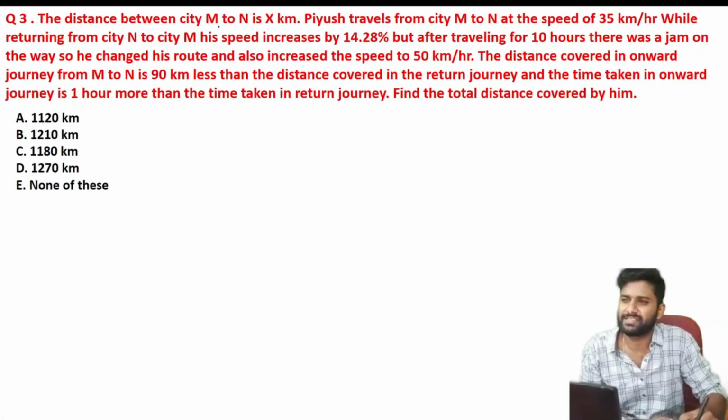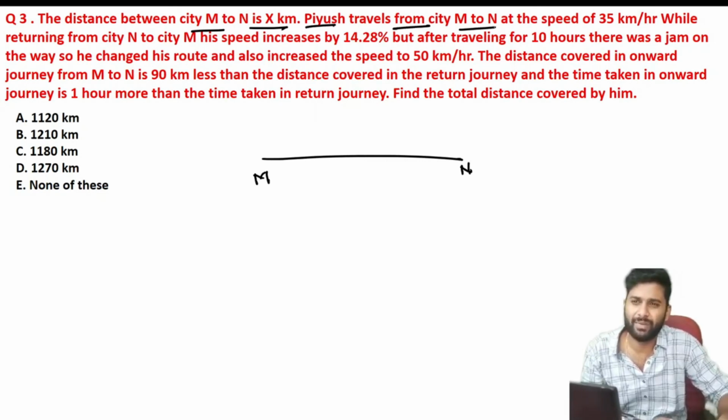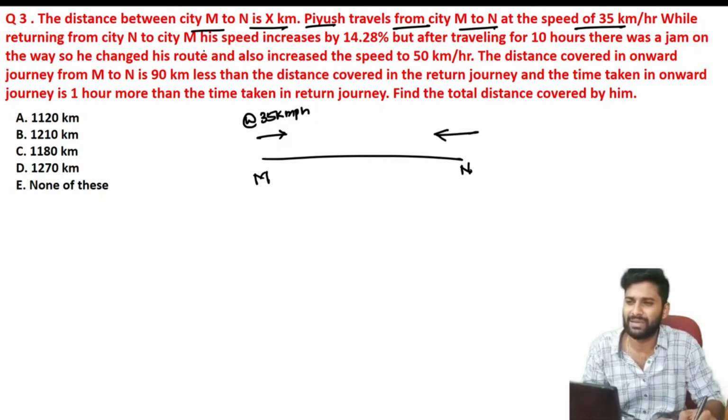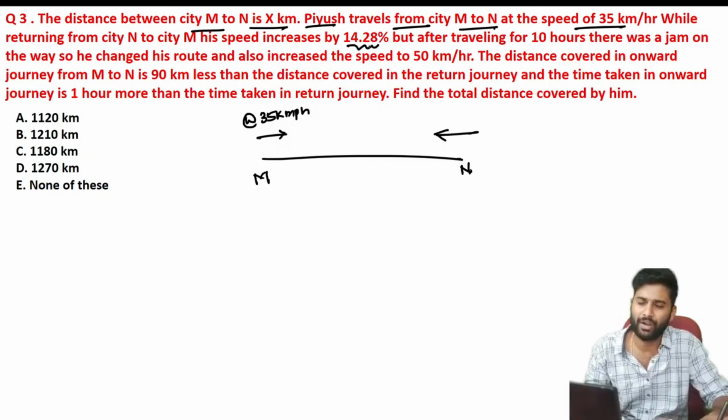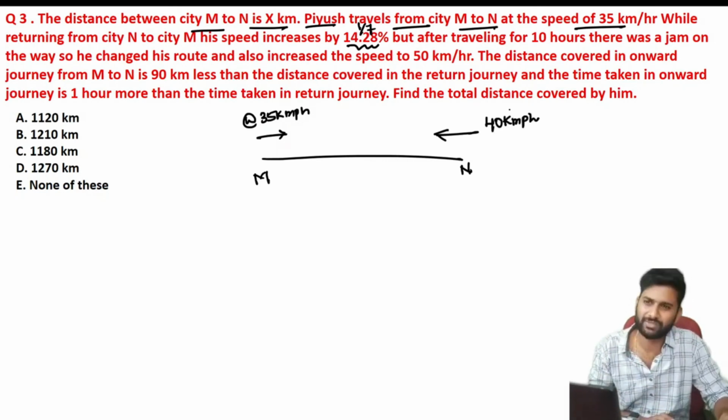Now see, the distance between city M to N is x kilometers. Understand the theory. Piyush travels from M to N at the speed of 35 kilometers per hour. While returning from city N to M, his speed increases by 14.8 percent. See, 1/7 of the speed is increased. 1/7 of 35 is 5 units. Now the returning speed is exactly equal to 40 kilometers per hour.